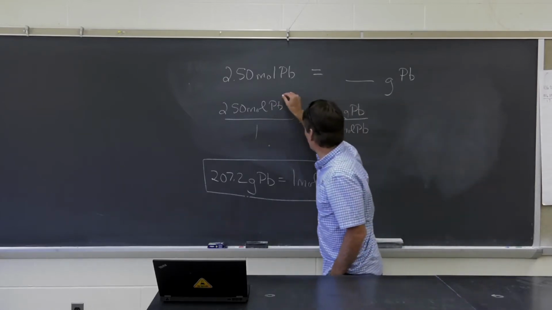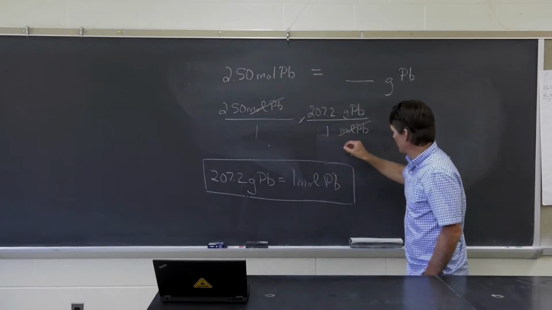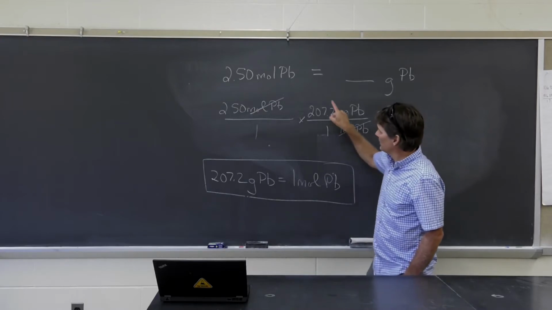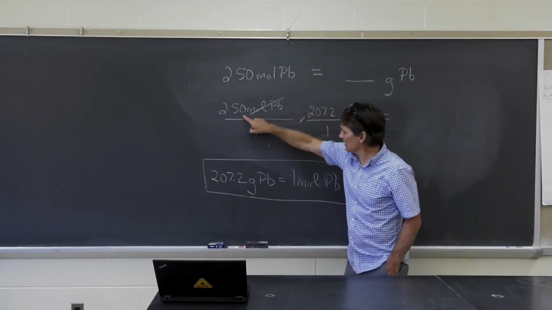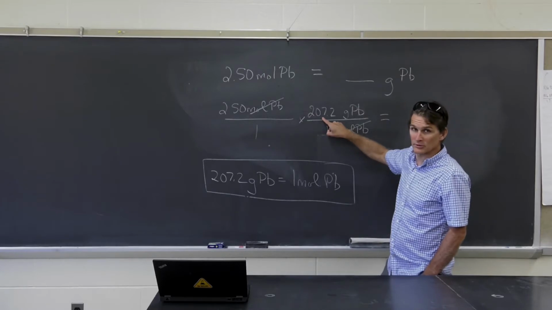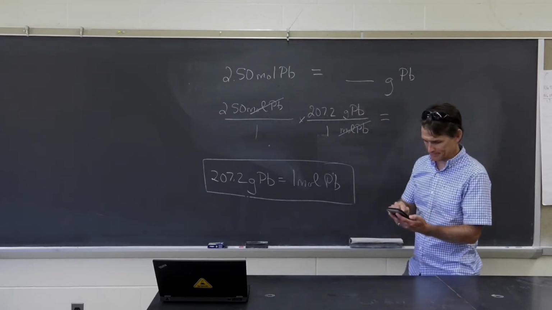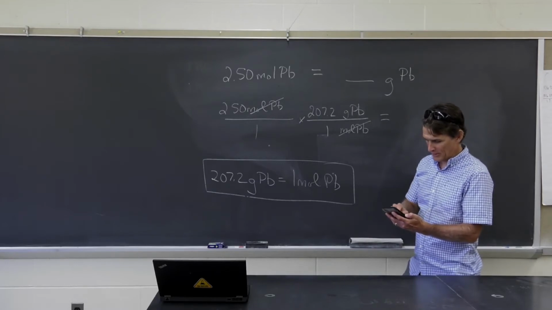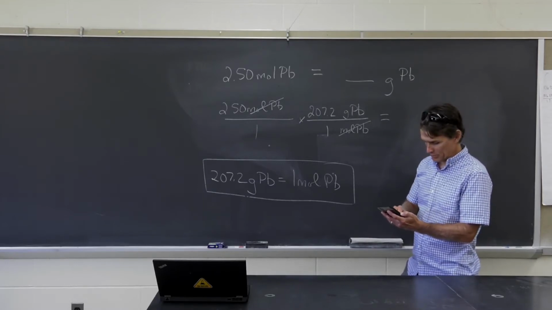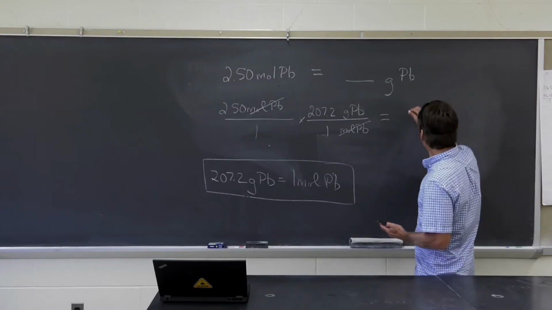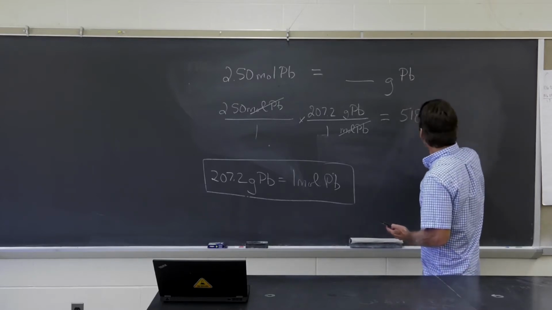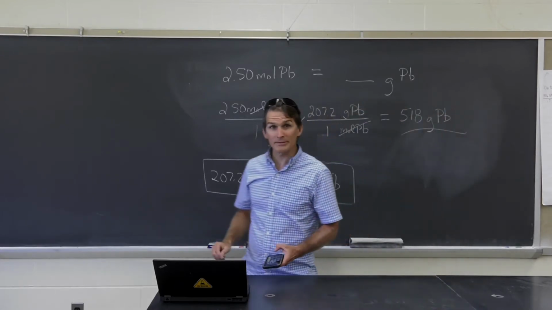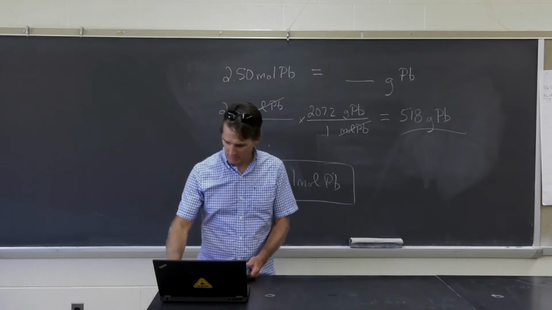I'm going to take 2.5 moles of lead and divide by 1 mole of lead, and these units cancel. So to find out how many grams of lead are in 2.50 moles of lead, I just take 2.5 and multiply by 207.2. Let's find out what that is. 2.5 times 207.2, 518 grams of lead. And there we have it. Let's do the next problem.